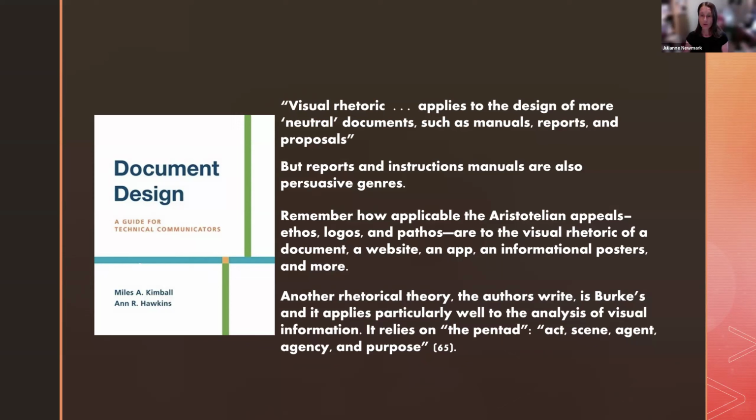So another rhetorical theory the authors write about is Burke's, and it applies particularly well to the analysis of visual information, in addition to the Aristotelian. It relies on the pentad, the Burkean pentad, which is act, scene, agent, agency, and purpose.